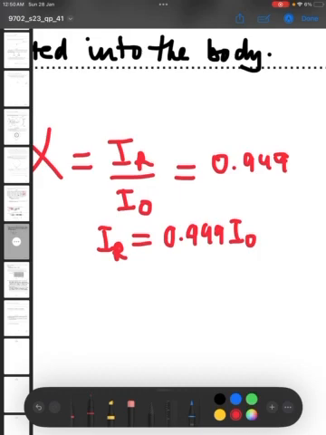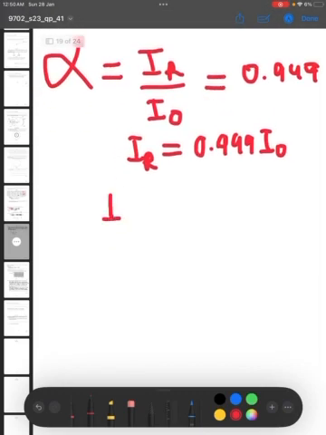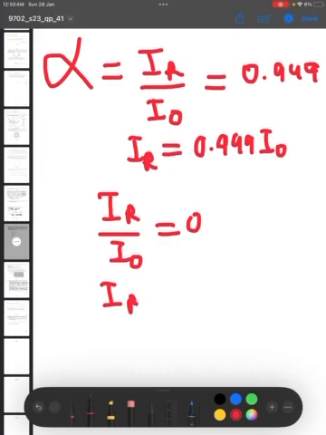Now, what does that mean? It means that most of the intensity, most of the ultrasound wave is being reflected. This is the short story of it. But if IR over I naught is equal to 0, so what does that mean? Let me multiply both sides by I naught. Then this will become 0. So it means that the reflected intensity is equal to 0, meaning that the entire incident wave I naught is being transmitted. If IR, the reflected one, is 0, all of it has been transmitted. So that is the implication of alpha being 0.